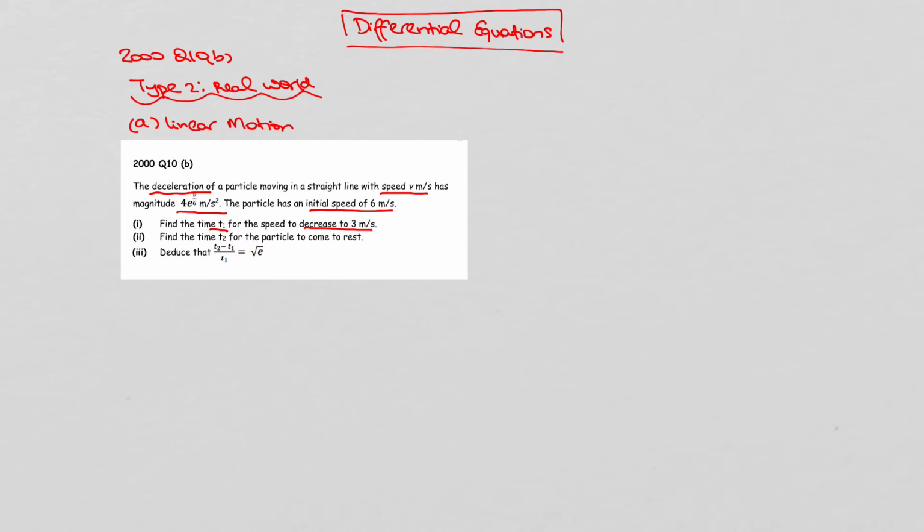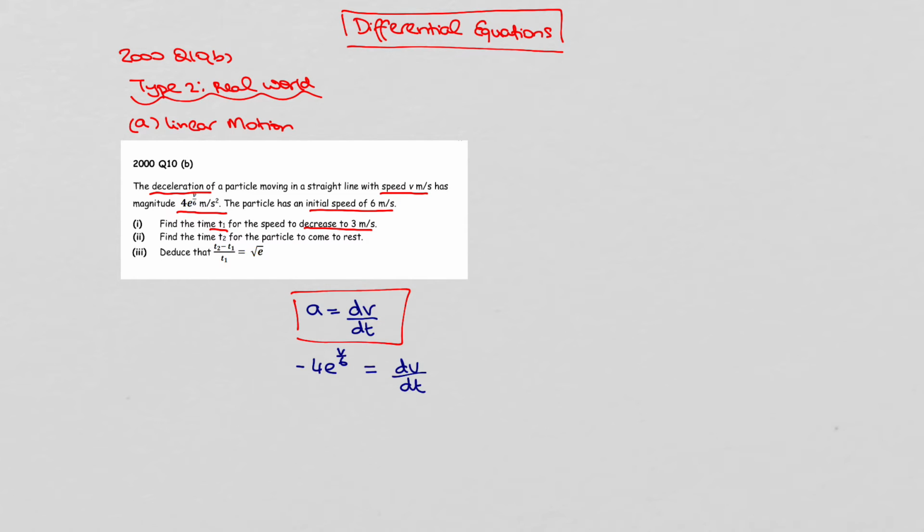So we're looking at change in speed and we're looking for time. Because we're given our equation for acceleration, we're going to use dv/dt. We have velocity and time for our limits, so it has to be dv/dt. Our acceleration is decreasing, so it has to be minus 4e to the power of v over 6, and that's going to equal dv/dt.